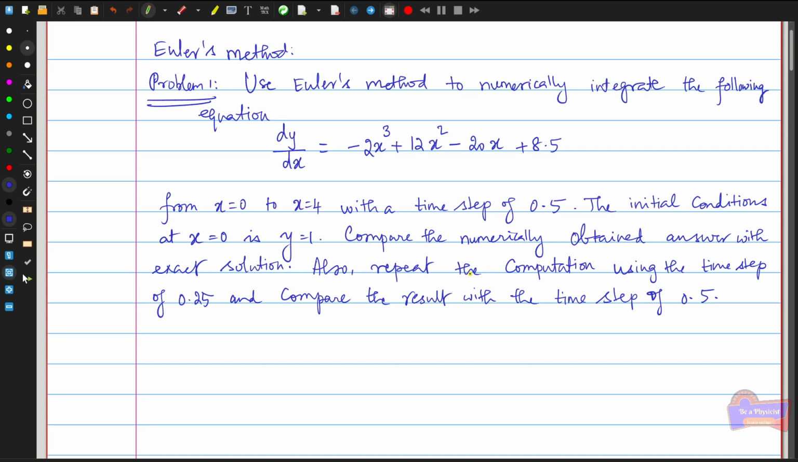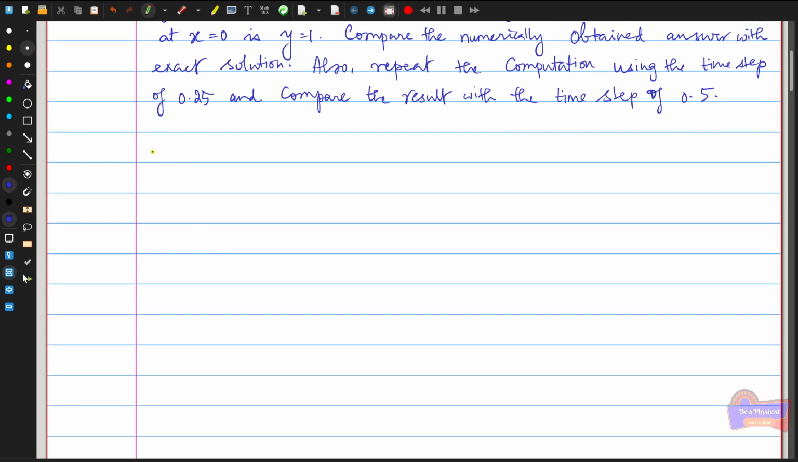Also, we have to repeat the same computation using a step of 0.25. So initially, you do it with a step of 0.5, and then with 0.25. Then you compare both results and find out the error between the two, if you vary the step from 0.5 to 0.25. Okay, so we look at the solution for this problem.